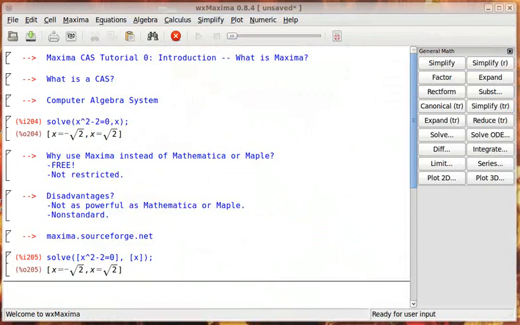So the bottom line is that the PDF file is really handy. So that concludes the introductory material. In the next video, I will go into some basic things about using Maxima.